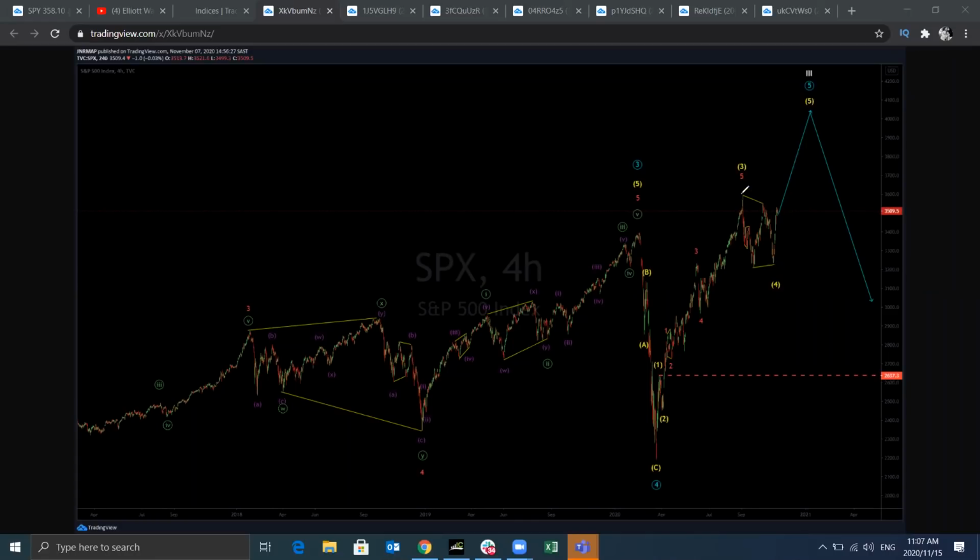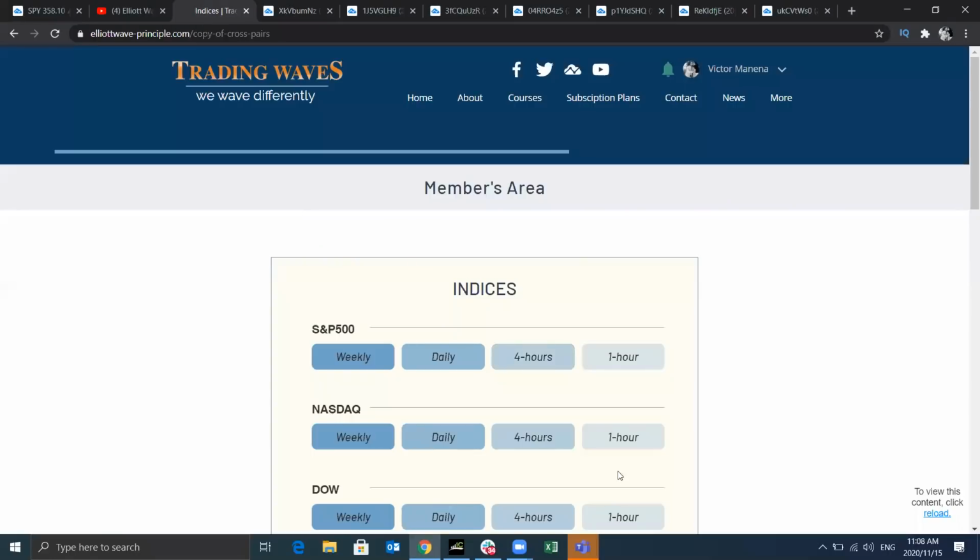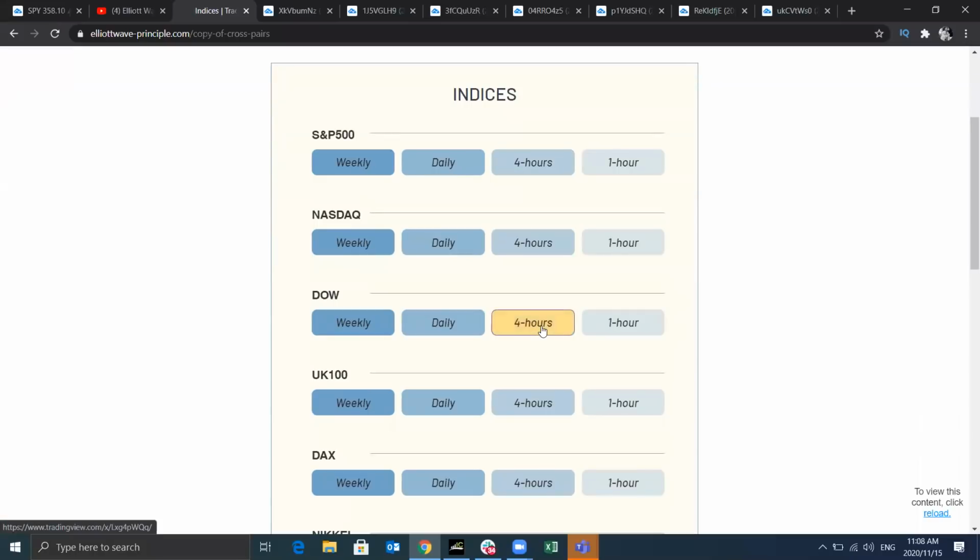As I've shown during trade recaps, we're looking for this wave 4 to be here. Okay, that is the market. You cannot predict it 100%, so it made a flat and we're pushing to the upside. That is the S&P 500, and the rest of the indices have got the exact same structure.